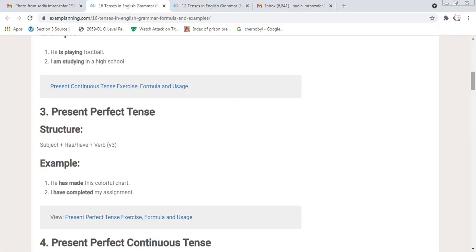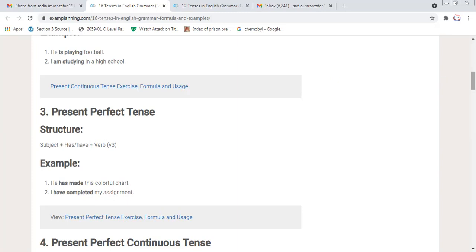With he, she, and it, we use has. With I, you, we use have. I have completed my assignment. It means that I have completed it in a perfect manner. So this is present perfect tense.